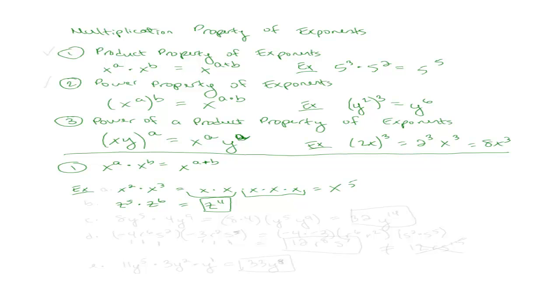Let's say I have, let's call this example A, B, C. Let's say I have 8y to the 5th times 4y to the 9th. Here I run into a problem because I have different bases. I have numerical bases and I have variable bases. So what do I do? Do you multiply the base and then just add the exponents?